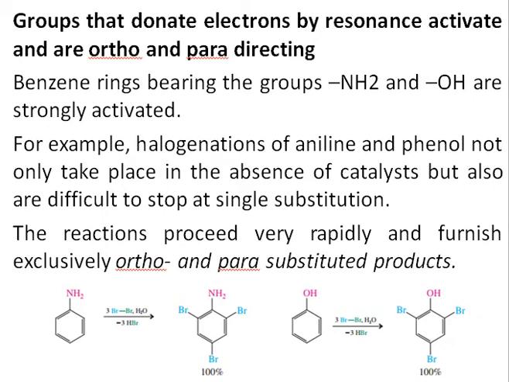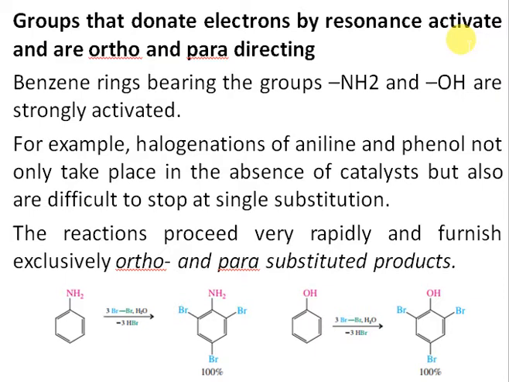Now we have the third category, the groups which donate electrons by resonance effect, right? As you have studied in the previous lectures, the groups that donate electrons by resonance effect activate the benzene ring for electrophilic reaction, and they are ortho-para directing, right? Benzene rings which have amino groups or hydroxyl groups directly attached are highly activating. They are strong electron donating groups, and they activate the benzene ring towards electrophilic substitution reactions, right?